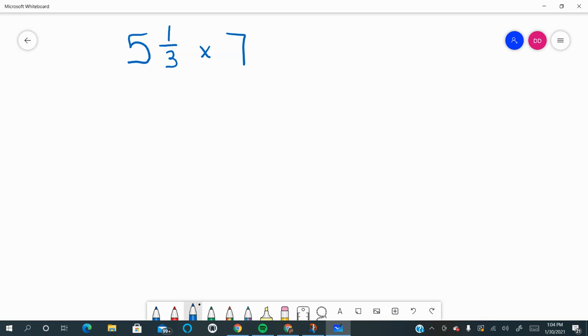5 1/3 times 7. 5 1/3 needs to be changed to an improper fraction. But how do you change 7 to an improper fraction? Anytime you have a whole number, you simply place it over 1. Multiply your numerators together, which may take a little bit of work. And multiply your denominators together.